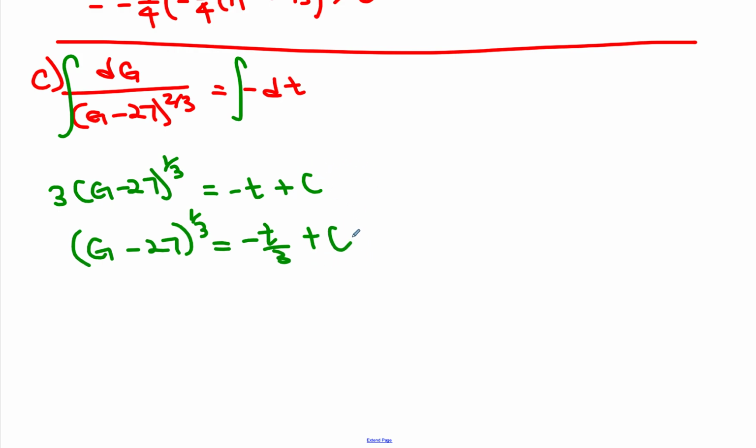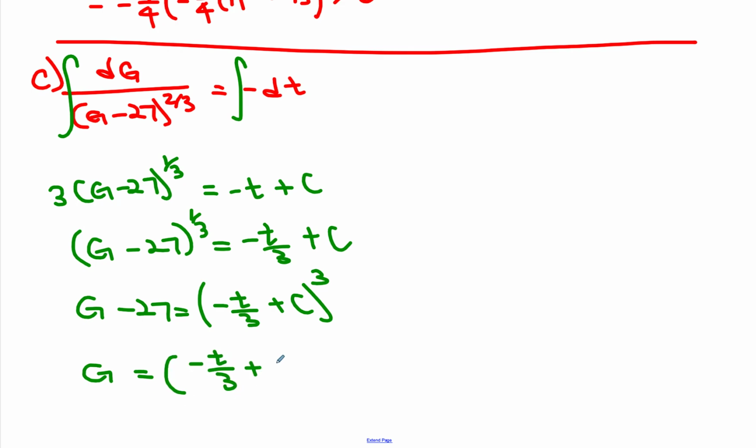So now I'm going to divide by 3, so we get (g minus 27) to the 1/3 power is equal to negative t over 3, still plus c of some sort. Of course, these two c values are not the same. And then to get rid of the 1/3, we cube each side. So g minus 27 equals (negative t over 3 plus c) to the 3rd power. Lastly, we get g equals (negative t over 3 plus c) cubed plus 27. But the initial condition was when t was equal to 0, g was 91. So we have 91 equals (0 over 3 plus c) cubed plus 27.